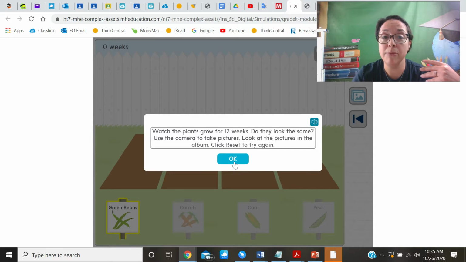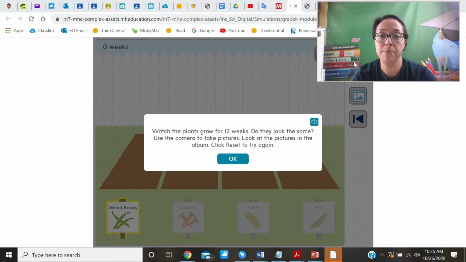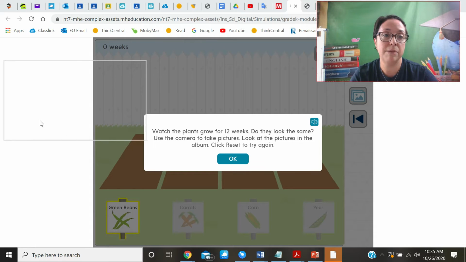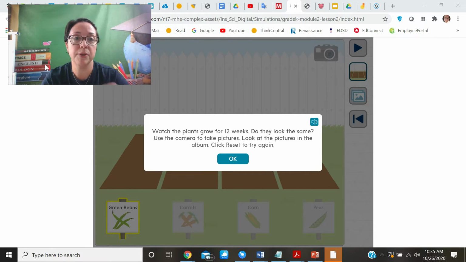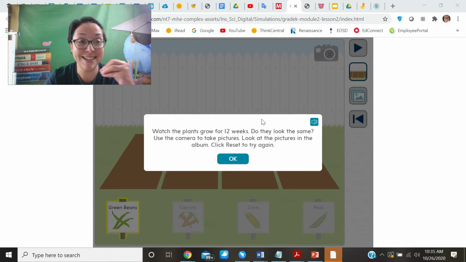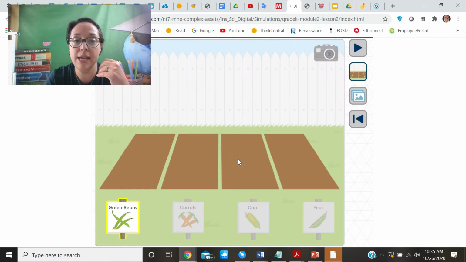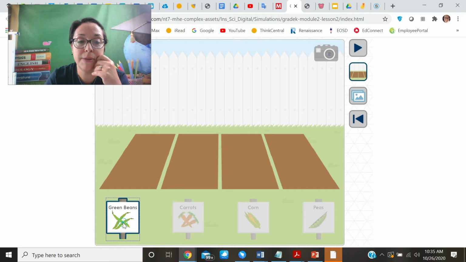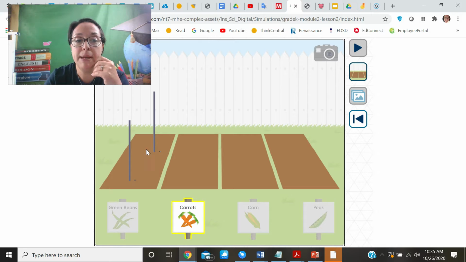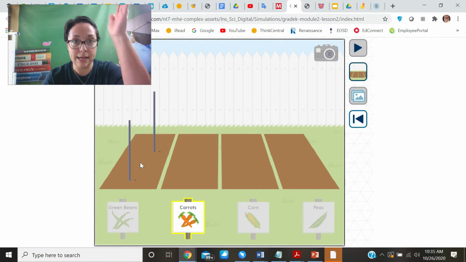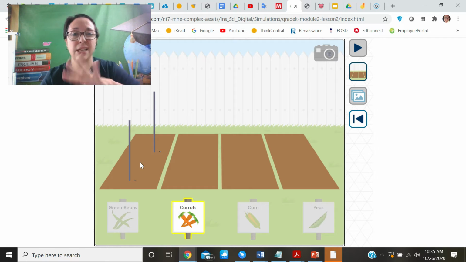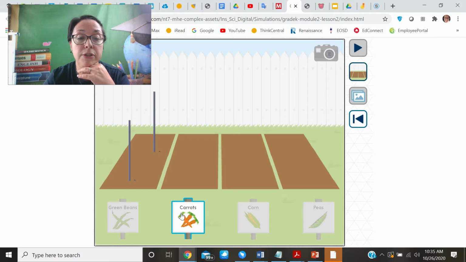We're going to use a camera to take pictures. So I'm actually going to move my face. Let's see if I can move myself over here. Okay, so vamos a usar esta cámara para tomar fotos mientras está creciendo. All right, so let me hit OK. All right, so here we have green beans. Tenemos los frijoles verdes. And we're going to get ready by putting those stakes. So estamos preparándonos poniendo esos palos para que crezca arriba del palo y se mantenga recto y no se quede por todo el suelo, so it doesn't stay on the dirt and grow on the dirt.